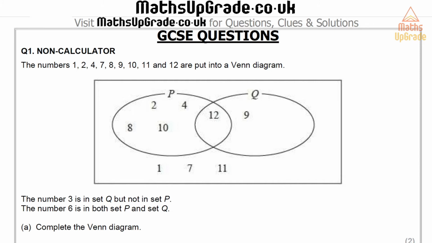The first question is a non-calculated question. We're told that these numbers are put into a Venn diagram. We're also told that number 3 is in set Q but not in set P, and the number 6 is in both set P and in set Q. And we need to complete the Venn diagram with that information. So the number 3 is in set Q but not in set P, so that would go over here. And number 6 is in both, so that would go in the middle, like that.